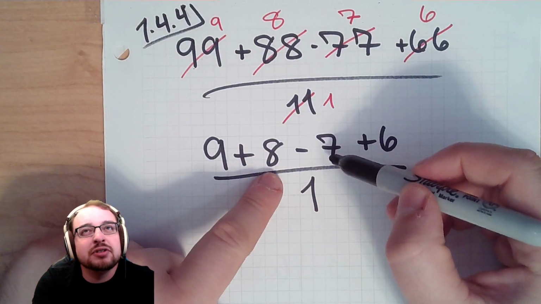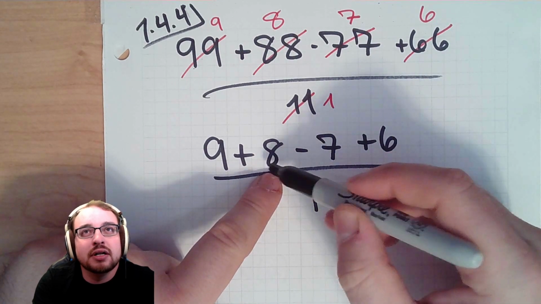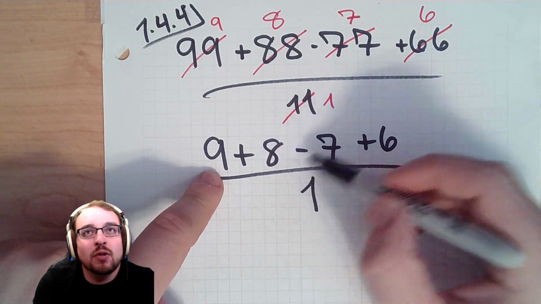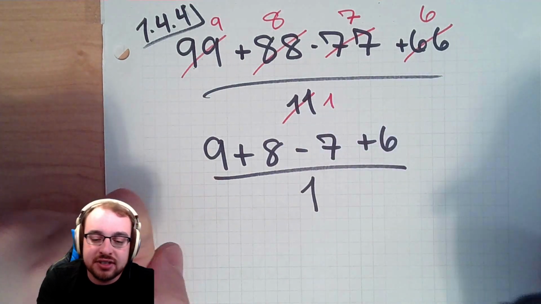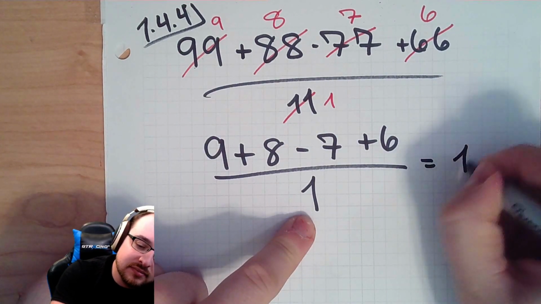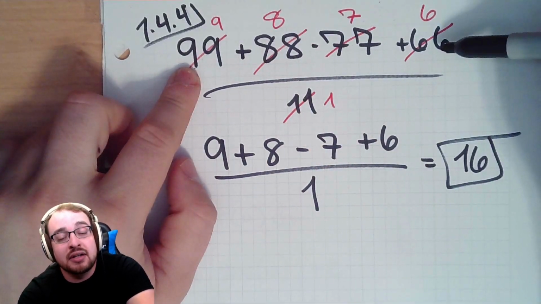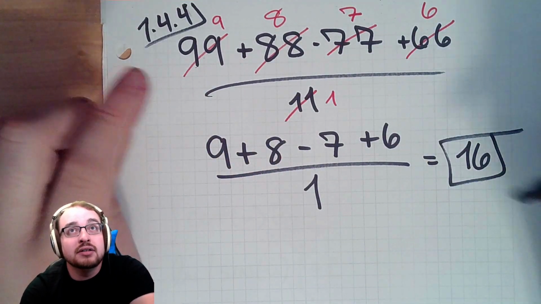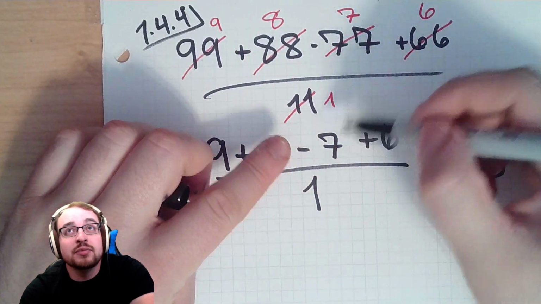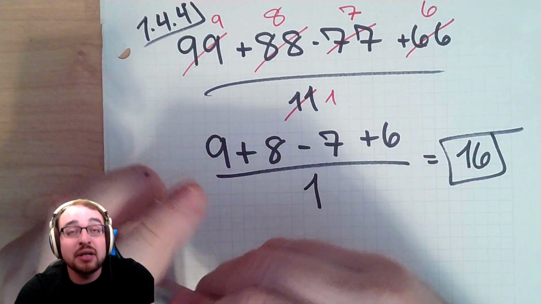I'm going to put these two together first. 8 minus 7 is 1. So 9 plus 1 is 10. Plus 6 is 16. And 16 divided by 1 is just 16. Much easier than getting a giant number and then having to divide by 11, right? Divide out all the terms if you're able to, and it'll become a much simpler problem.